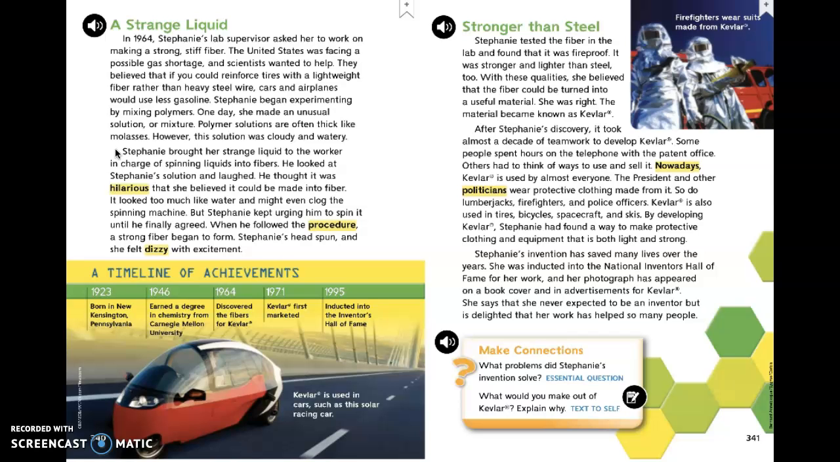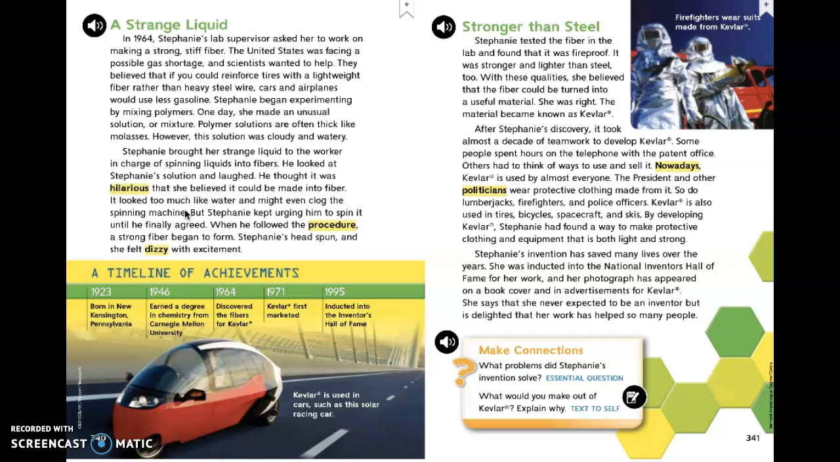Stephanie takes her liquid to the worker who's in charge of spinning liquids, and he laughs at her. He tells her it's hilarious. He couldn't believe that she actually thought it would work. Now let's keep reading because the solution is usually found underneath the problem. So here we are right here. But Stephanie kept urging him to spin it until he finally agreed. There's her solution right there. Her problem, he doesn't want to spin it, but she keeps bugging him, and he finally does it. So she convinces him to do it.